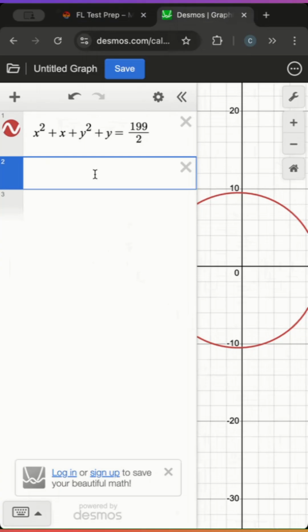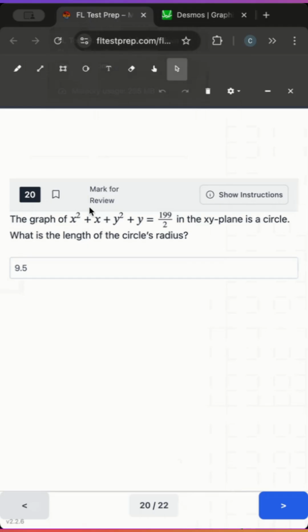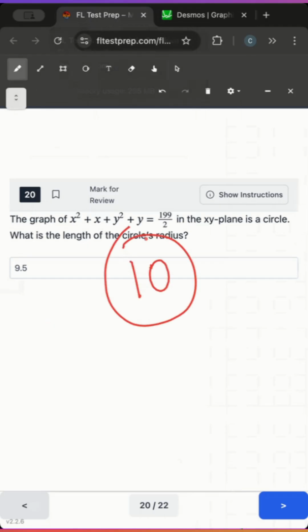So if I do 9.5 minus negative 10.5, I get 20. And so if that's my diameter, can I just do 20 over 2 to find my radius? And wouldn't 10 be the correct answer for this problem? And it is. 10 is the correct answer for this problem. But plug it in Desmos, don't freak out. Completing the square stinks, don't do it.